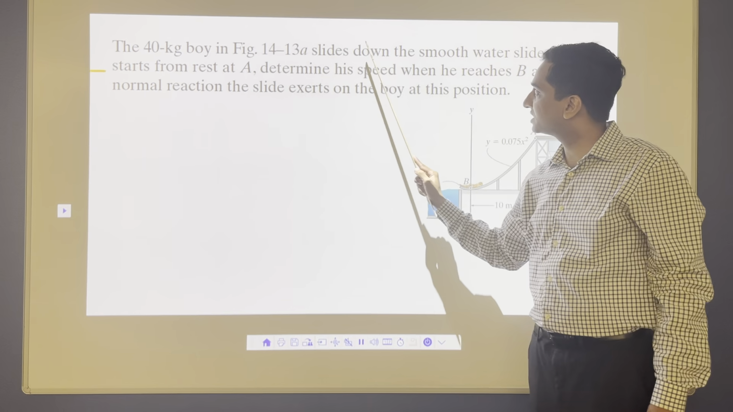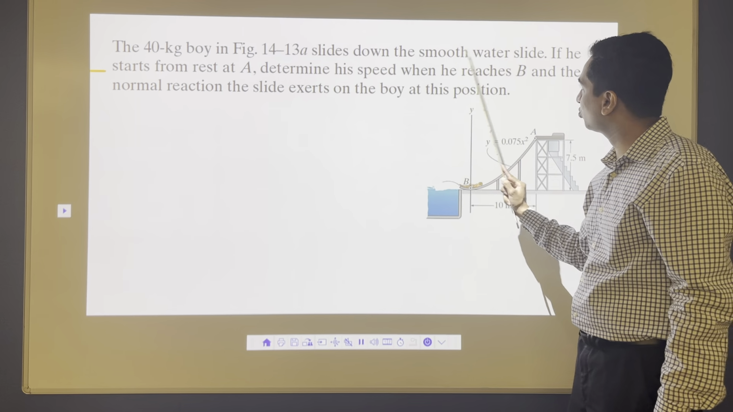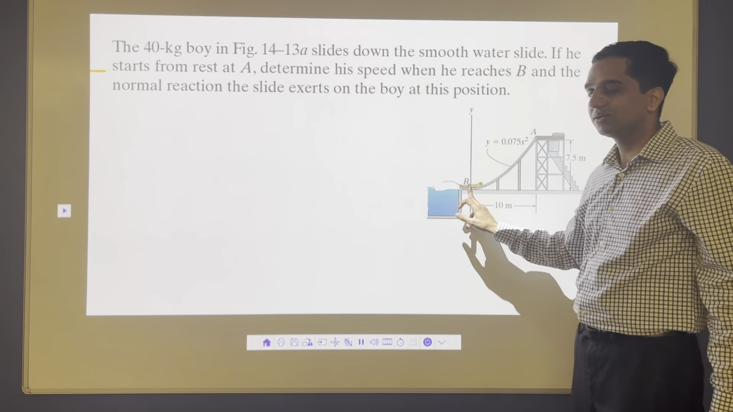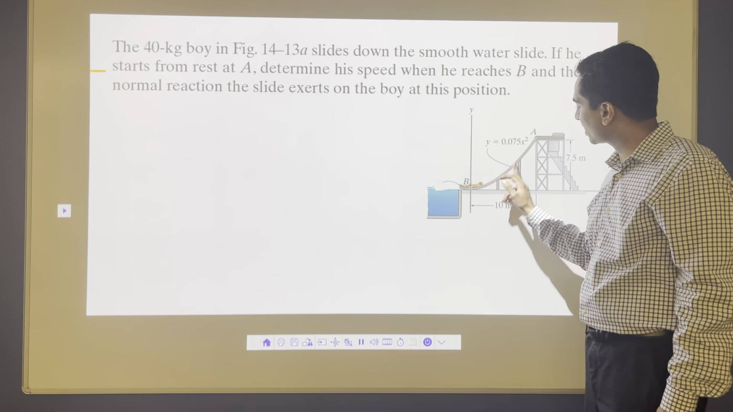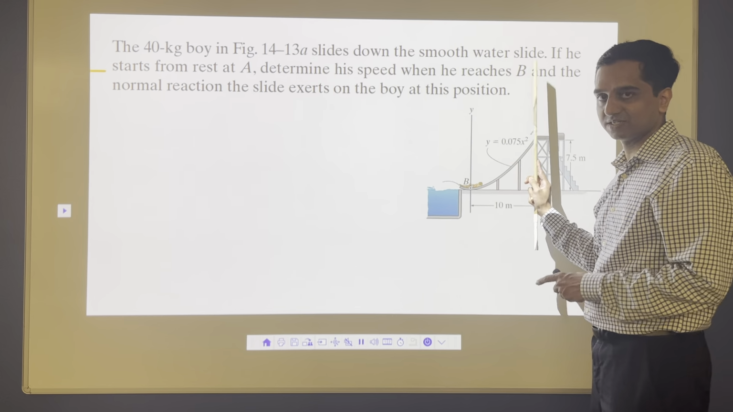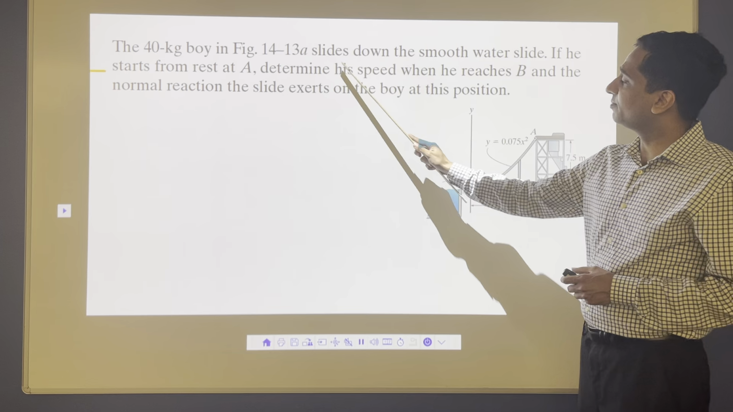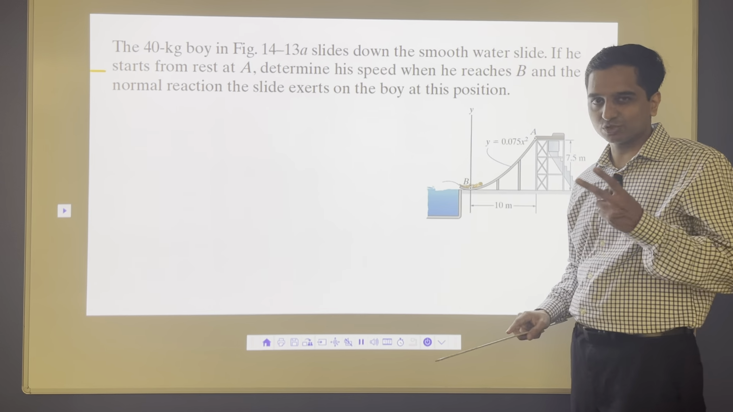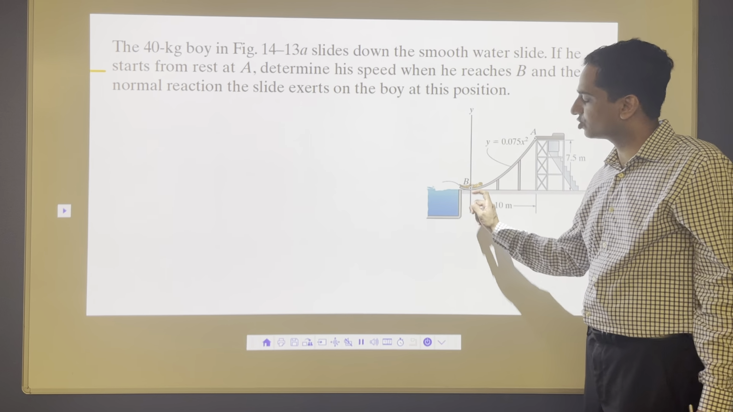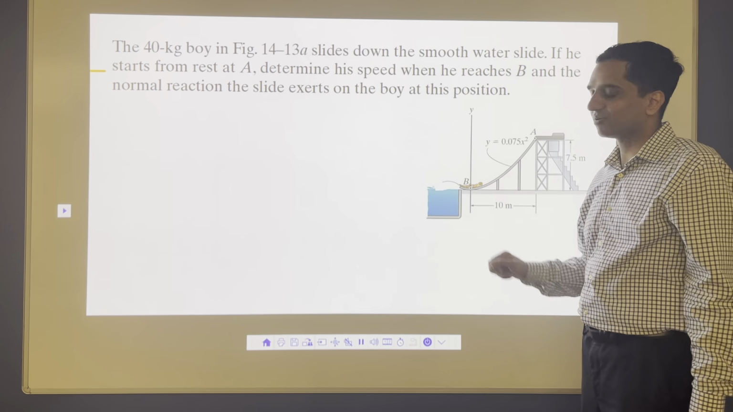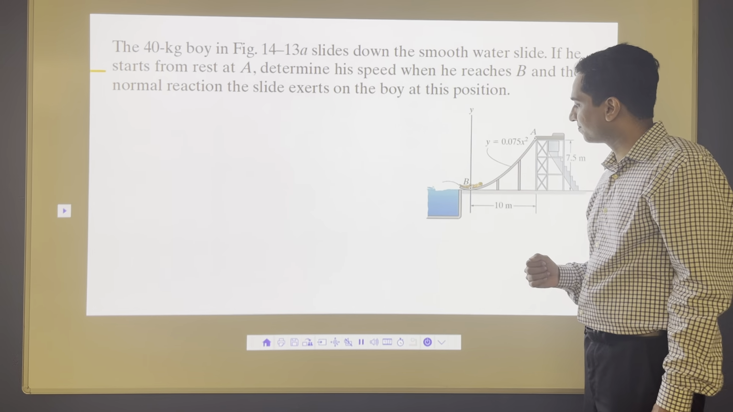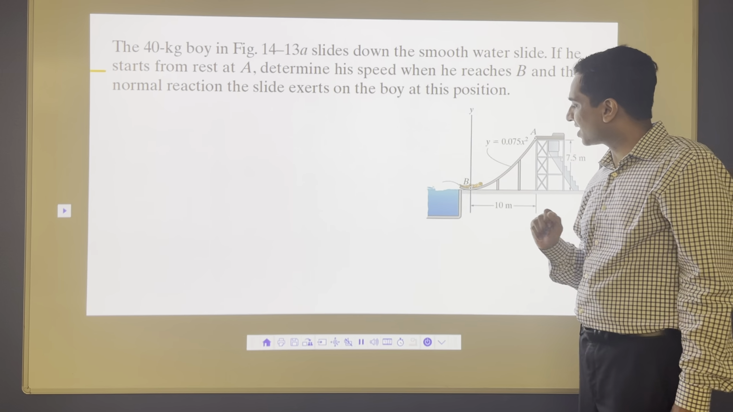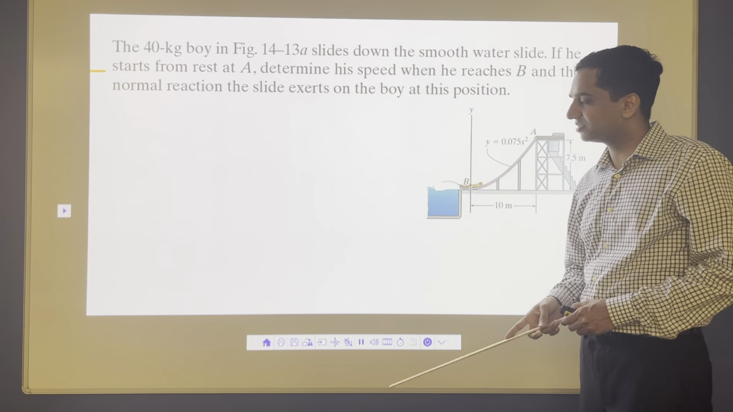So the 40 kg boy slides down a smooth water slide. Smooth water slide means whatever the friction, neglect it. You don't have to worry about that because it is a smooth water slide, neglect friction. Determine the speed and then find out the normal reaction. So there is a second part of the problem: what is the normal reaction at this point? That's the second thing here. We'll solve the first part and then we will solve the normal reaction later.